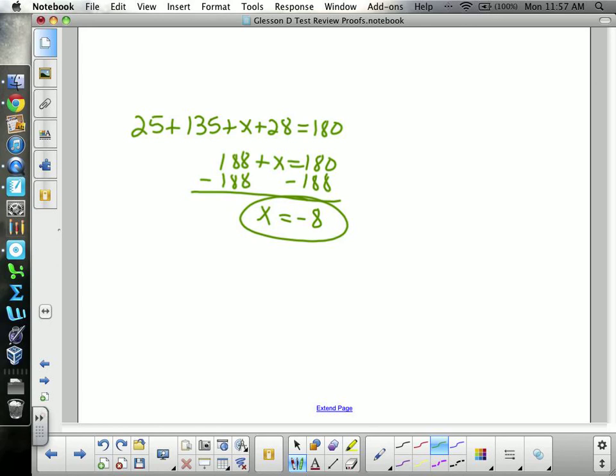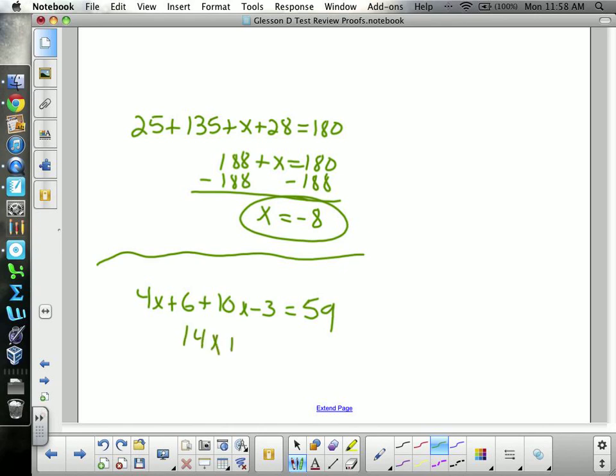How about number 33? How are we going to set that one up? This is the exterior angle theorem again, yeah. Yes, exactly correct. And again, we combine like terms. 14x plus 3 is 59. Subtract the 3. 14x equals 56. Divide by 14. X is 4.